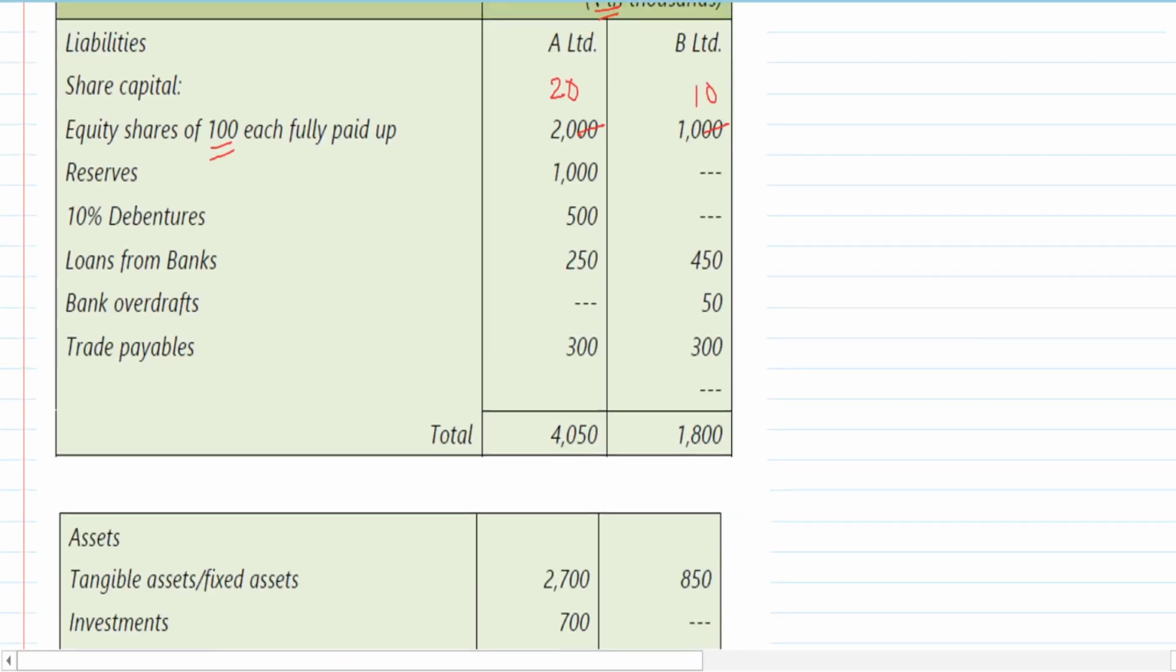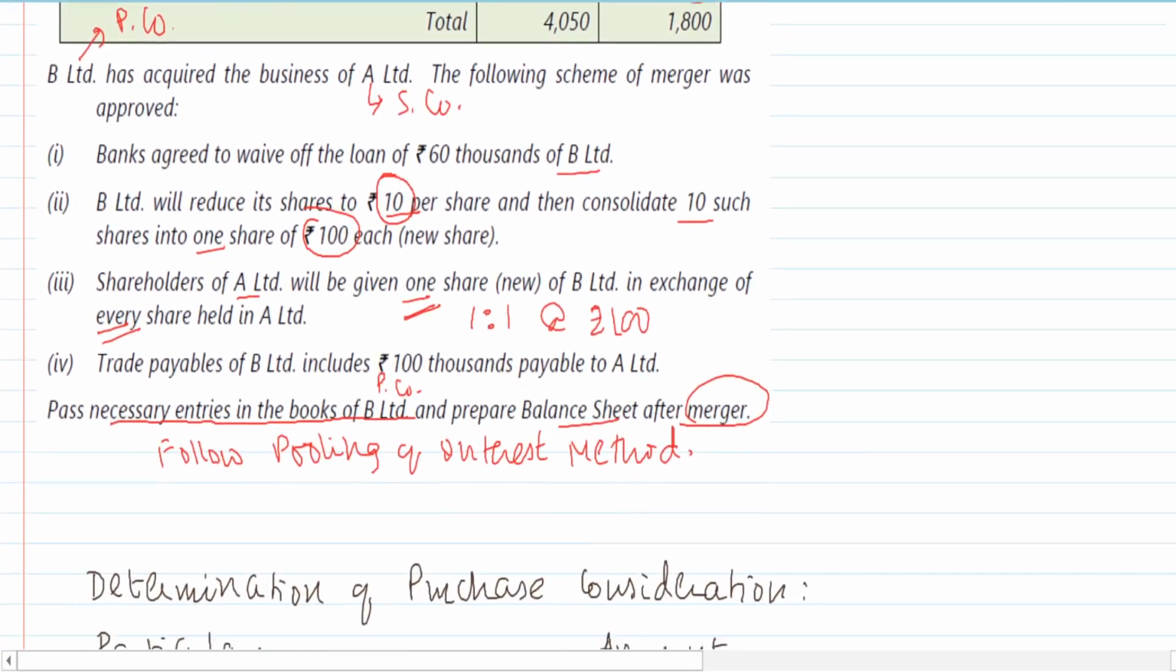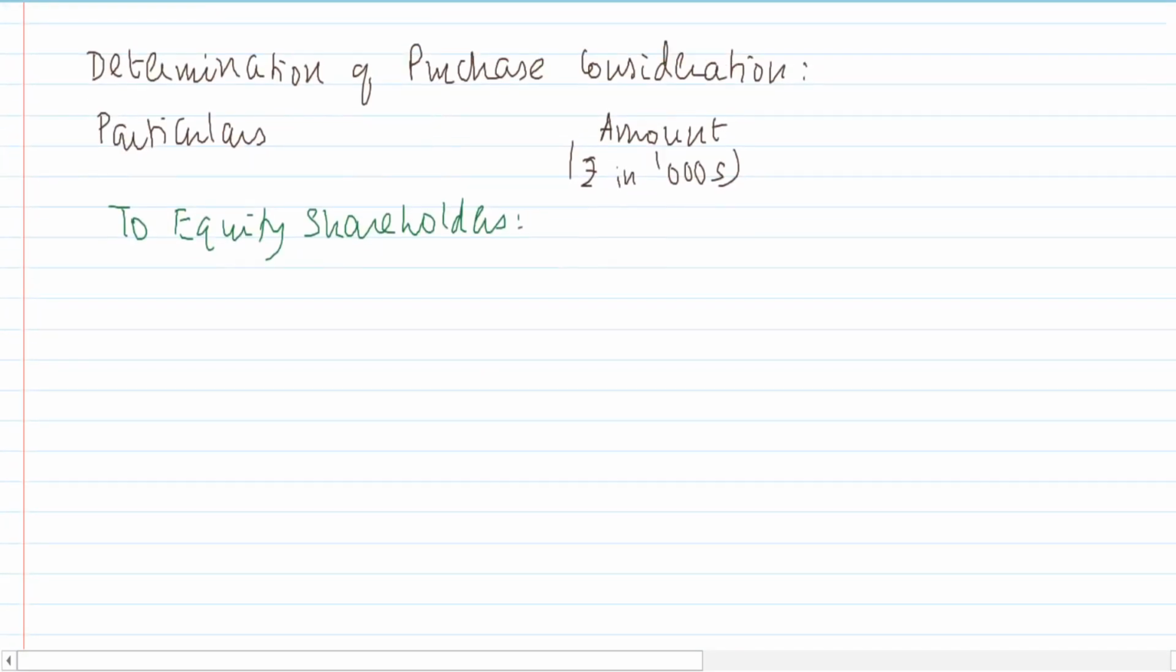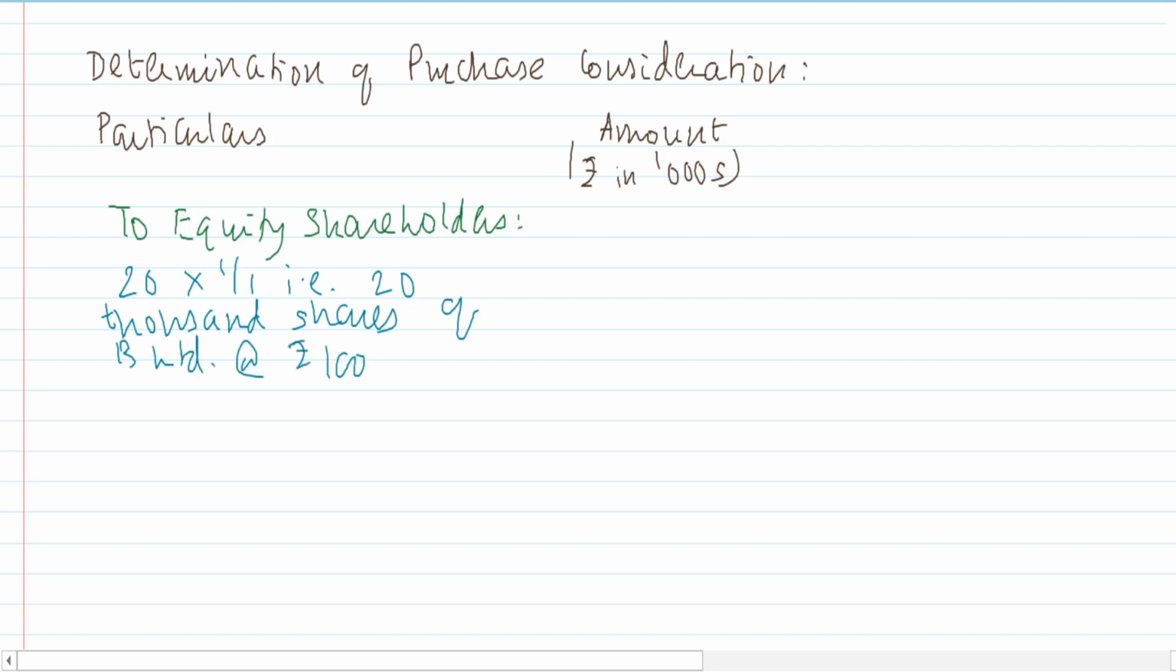A Limited is the selling company. So just check with A Limited's balance sheet. 20,000 shares are there, right? And as we understood, as per information 3, share exchange ratio is 1:1 and shares will be issued at 100 rupees each. So that is sufficient information to get the purchase consideration. 20,000 shares are there. I'll multiply that by 1. That is 20,000 shares of B Limited will be issued at 100 rupees. Purchase consideration is 2,000.